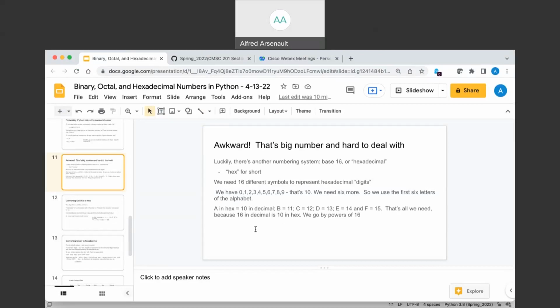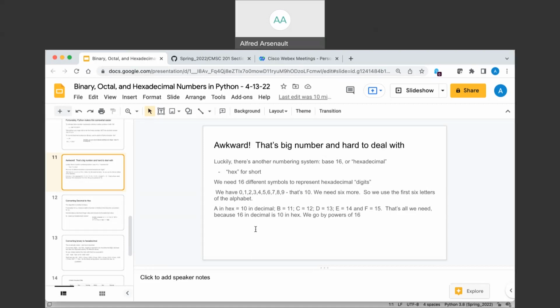Now, for binary, we needed two symbols, 0 and 1, to represent numbers. For decimal, we needed 10 symbols: 0, 1, 2, 3, 4, 5, 6, 7, 8, 9. For base 16, we now need 16 symbols to represent all of the possible hexadecimal digits. Okay, and so here's the convention that's been adopted.